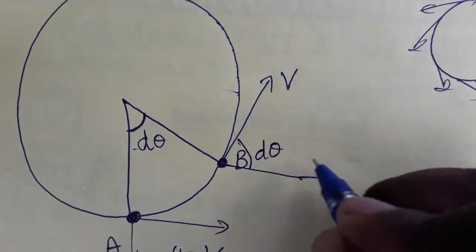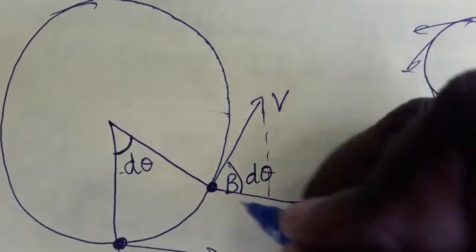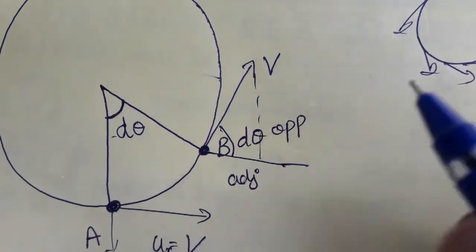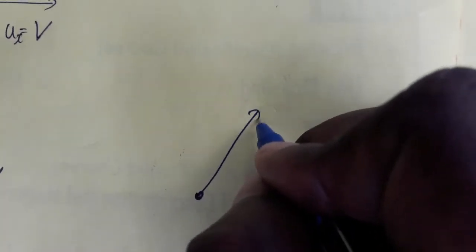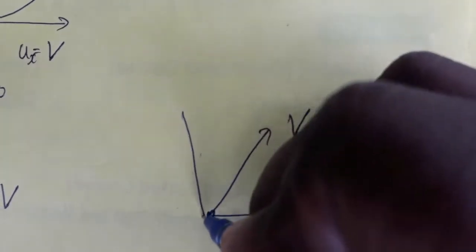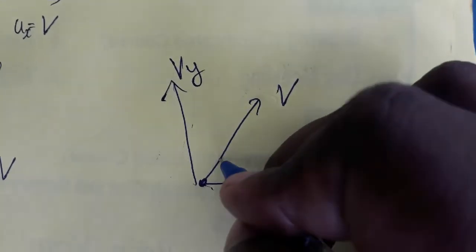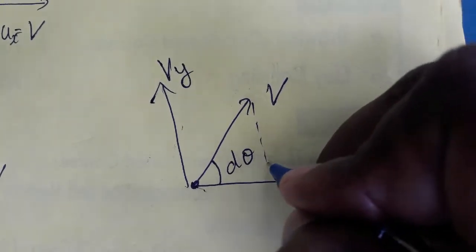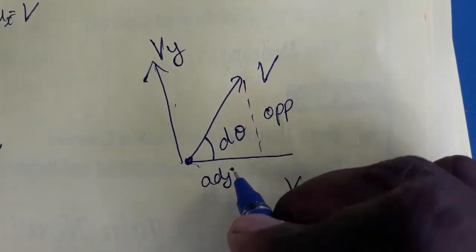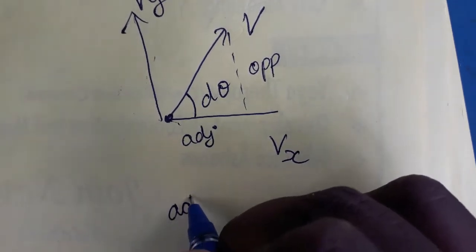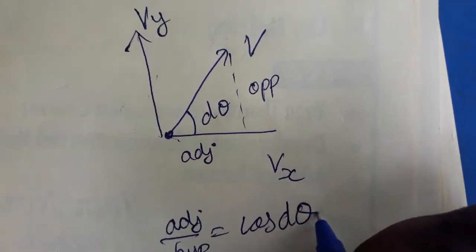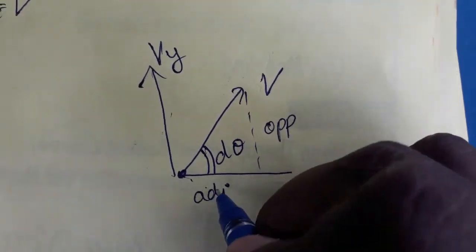I have taken a small triangle, with an adjacent side and an opposite side. I am drawing that point B here: the final velocity in the x axis and the final velocity in the y axis. This is d theta. Adjacent by hypotenuse is equal to cos theta, so cos d theta, and in this triangle the adjacent is this much.